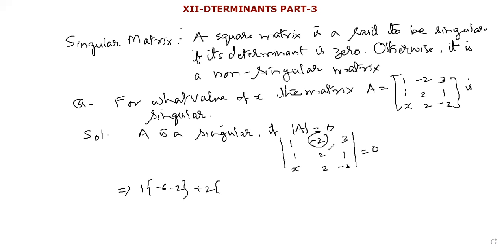This is taken. Now this is in this row, in this column, so delete this column. 1 into minus 3 and minus x. Then we will take plus 3, this plus 3, and it is in this row, in this column. So 1 into 2, 2, and minus 2 into x, 2x is equal to 0.